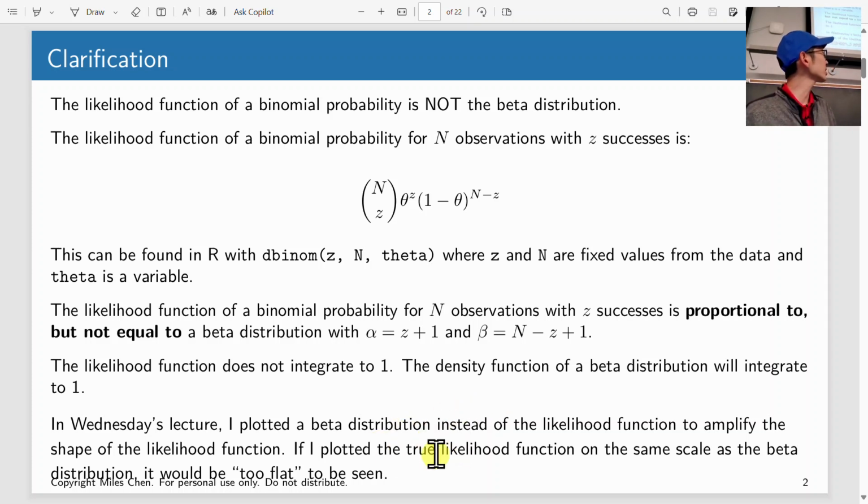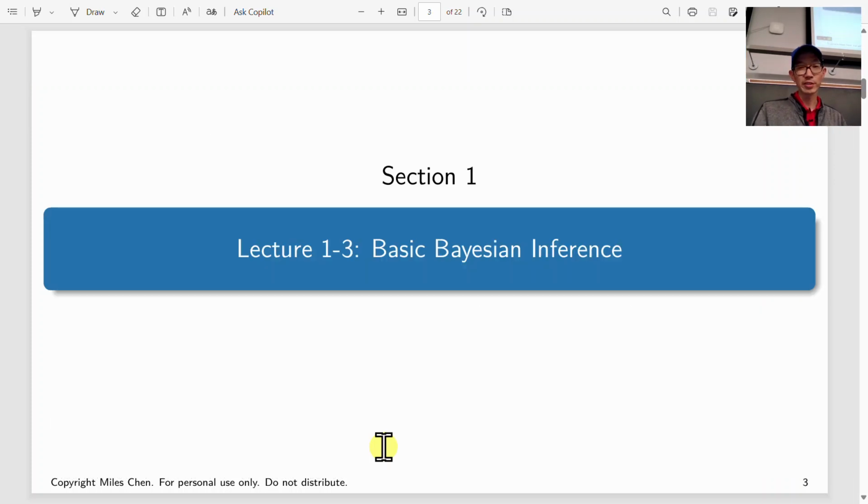I think I tried to clarify this in Wednesday's lecture, but I just want to make sure that, when we saw those likelihood functions plotted, they had been significantly amplified so that you can see them on a similar scale to the other things.